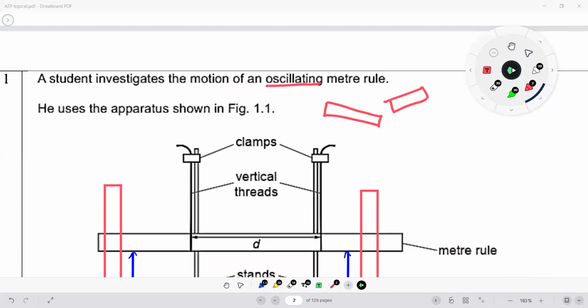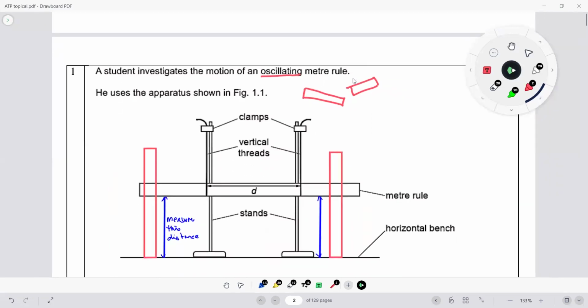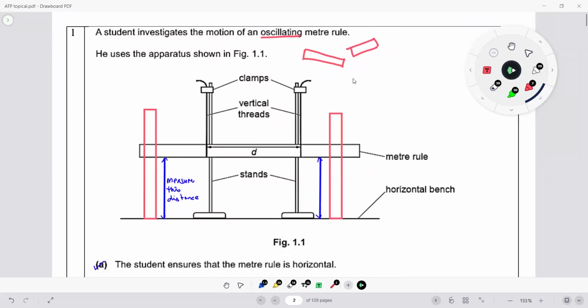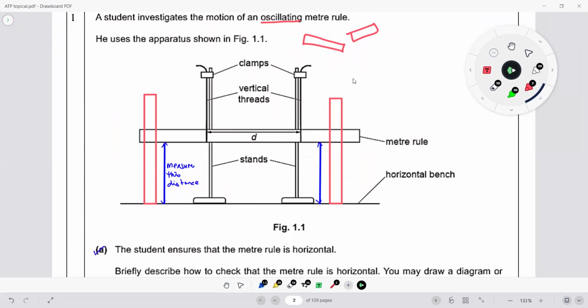Okay, man. It says to investigate the oscillating meter rule. He uses the apparatus shown in figure 1.1. There are clamps, there are vertical threads. This is the meter rule right in the middle. I'm going to highlight it for you. This is the meter rule.